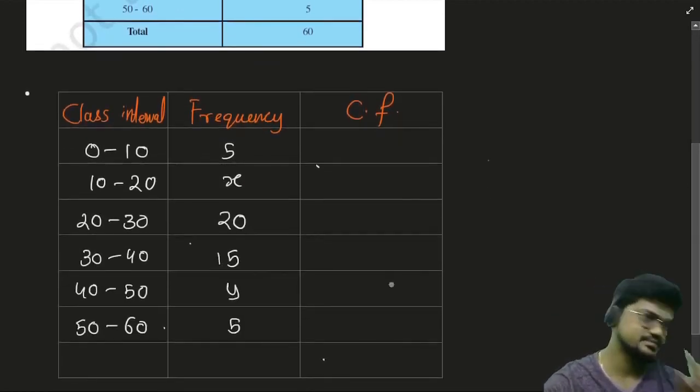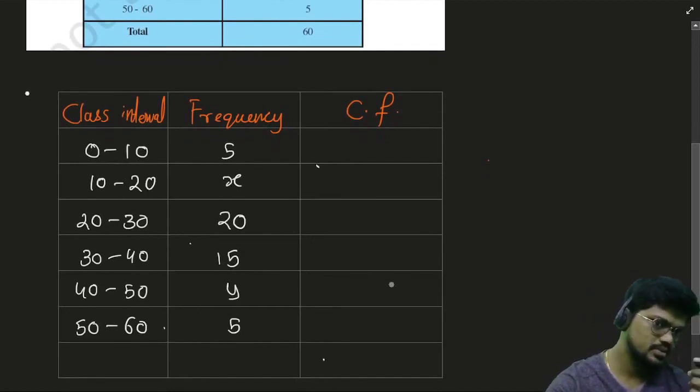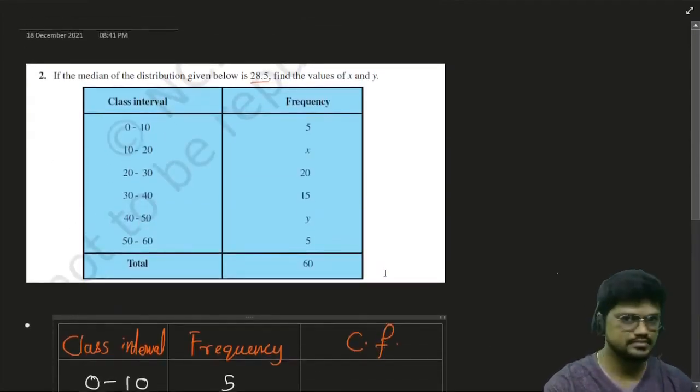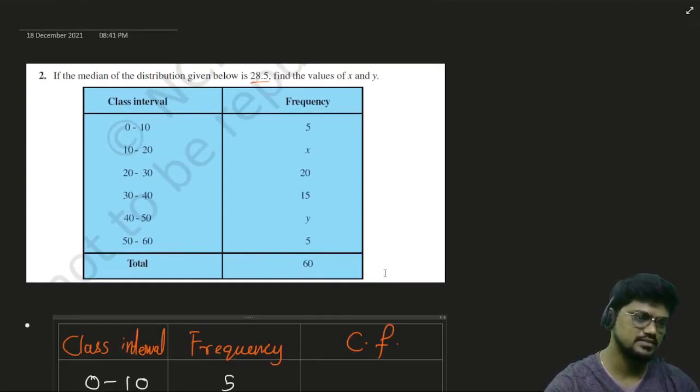But the median actually matters for the middle part. So x and y, how will we find them? We'll find them, because they have already given the value of the median. So using that we'll be finding it.